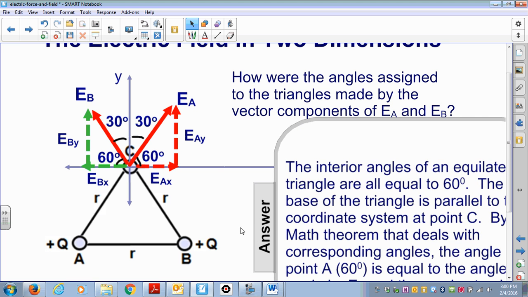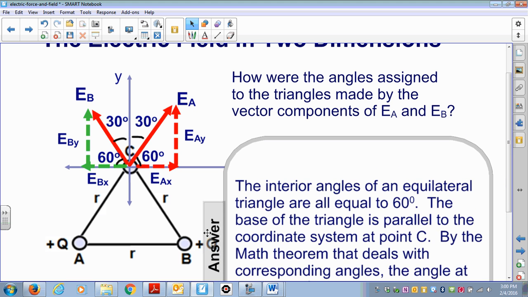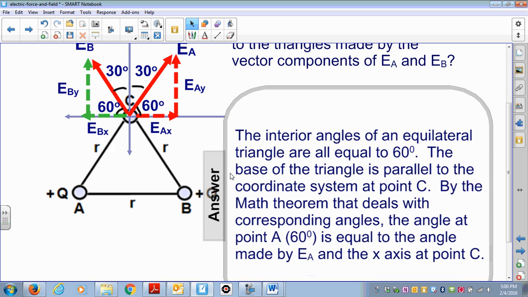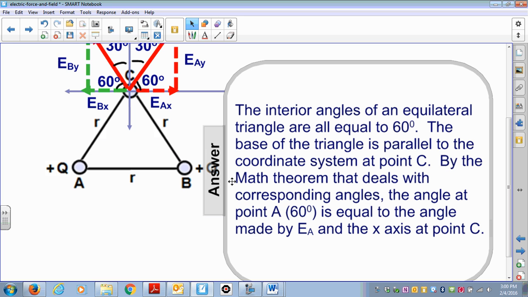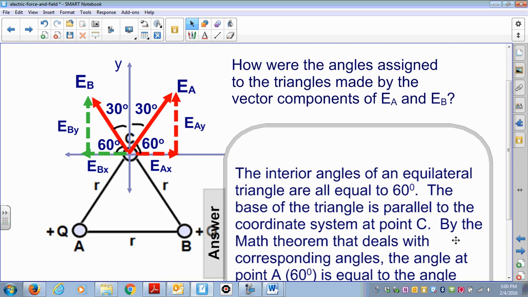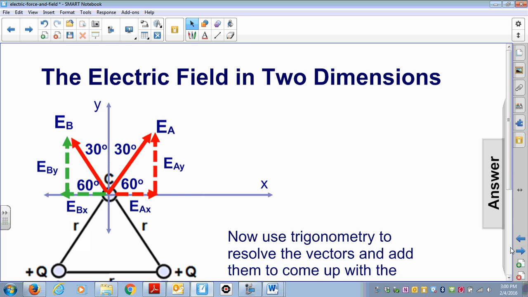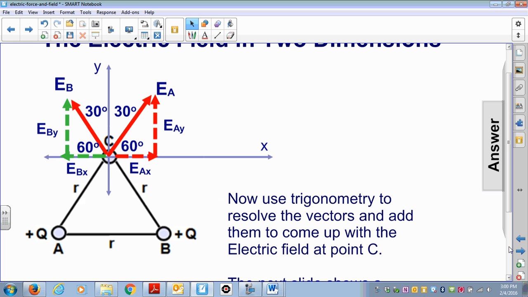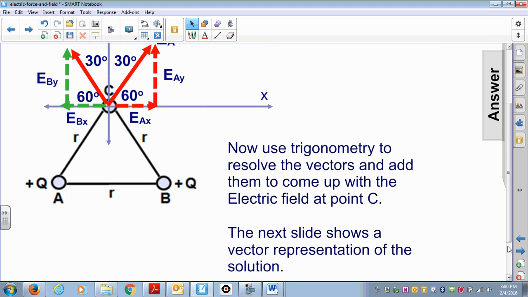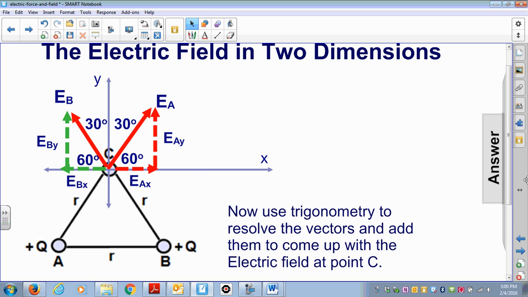Well, the interior angles of the equilateral triangle are all equal to 60 degrees. The base of the triangle is parallel to the coordinate system at point C. By the math theorem that deals with corresponding angles, the angle at point A is equal to the angle made by EA and the x-axis at point C. Again, it's your trigonometry, or maybe you covered that in geometry. Okay, now we can use our trig functions to take the vectors and break them up into components. The next slide shows a vector representation of the solution.